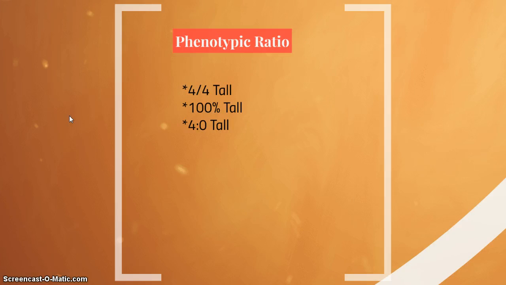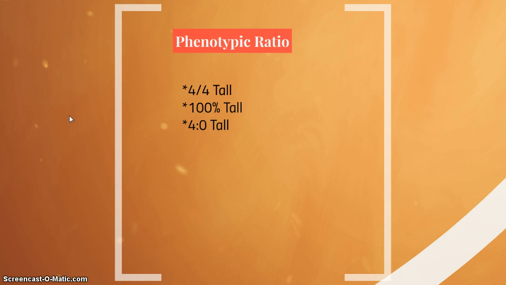Okay, so then if we were to look at the phenotypic ratio, remember our phenotype tells us physical. What do they look like? Remember, what does the dominant do to the recessive? We know that dominant hides the recessive. So all of them are going to end up being tall. So 4 out of 4 are tall, or 100%, or 4 to 0. So you can write it any one of those ways.